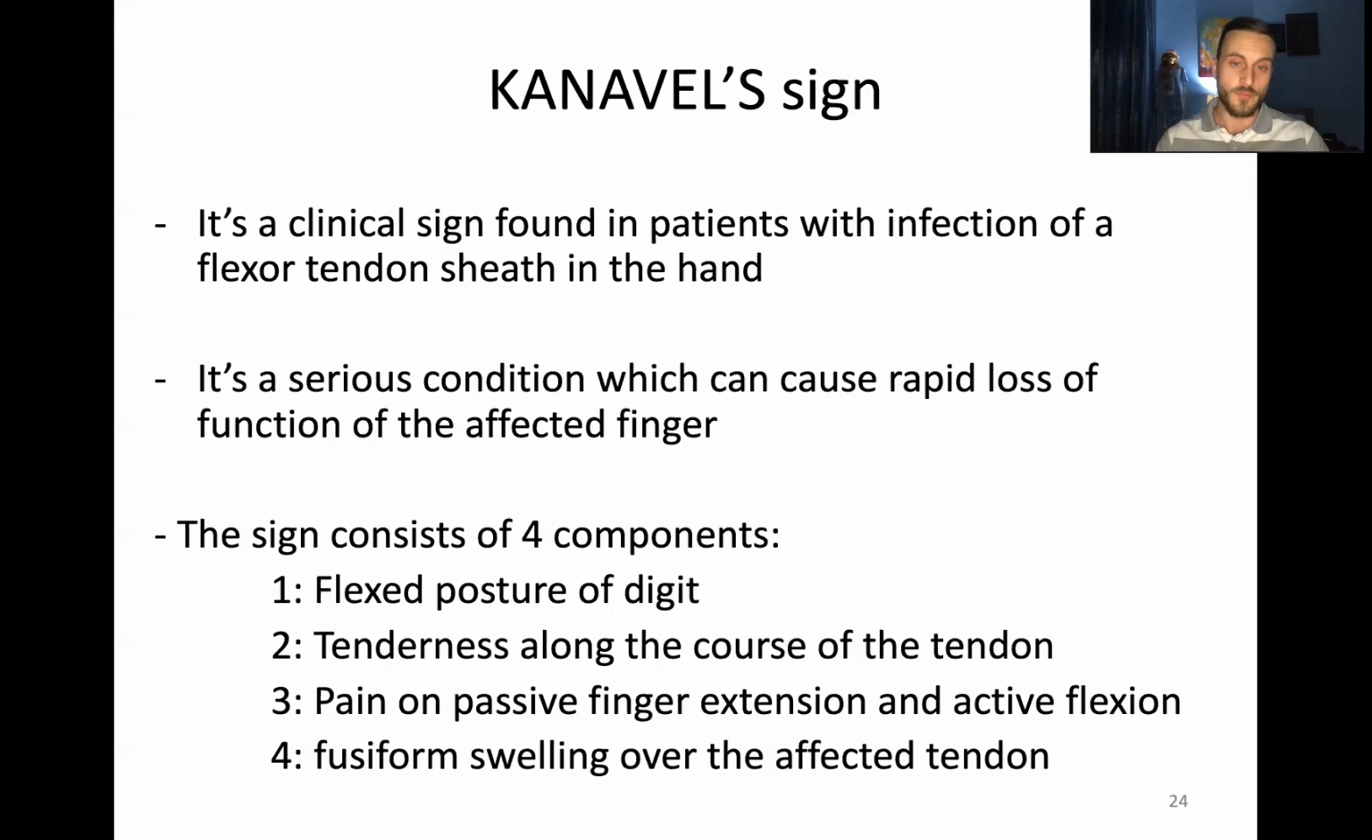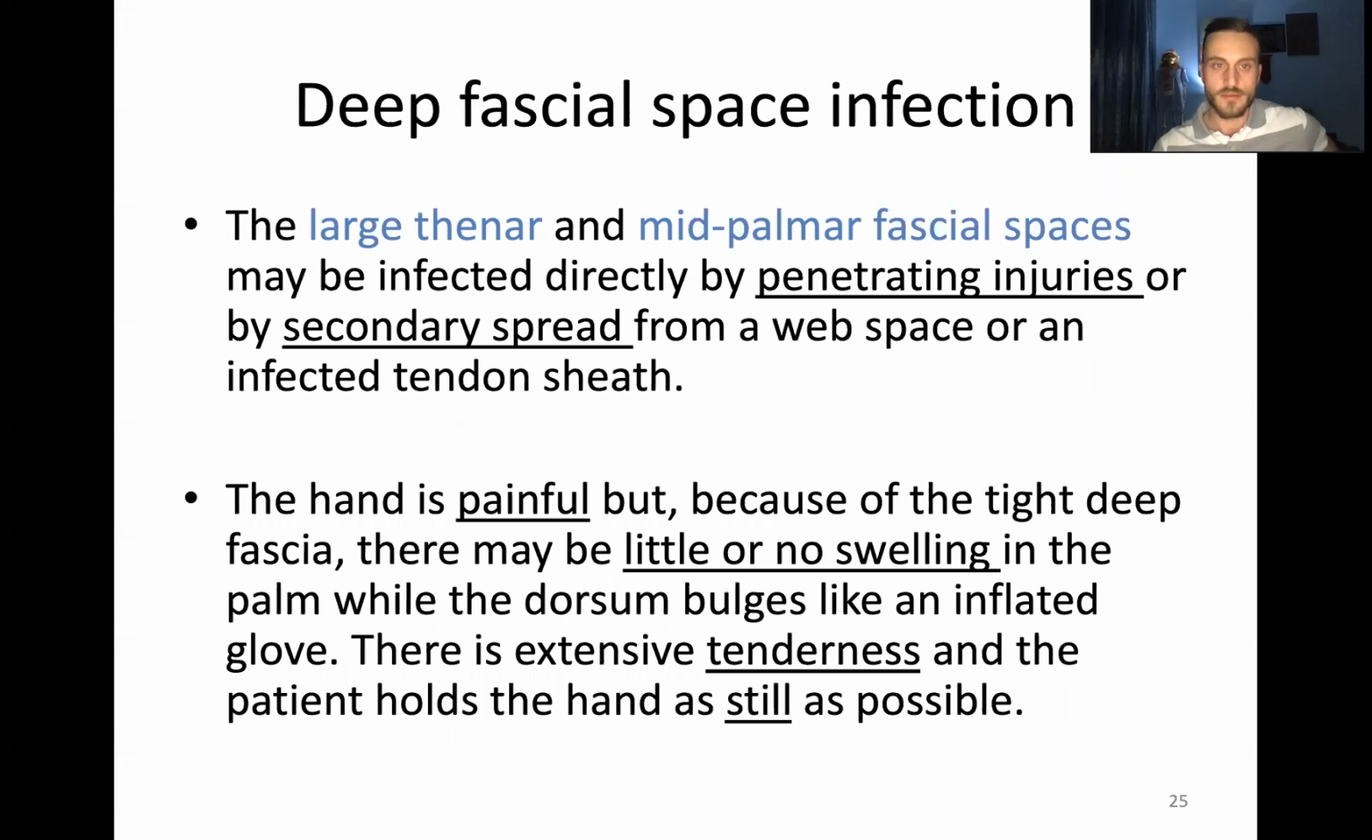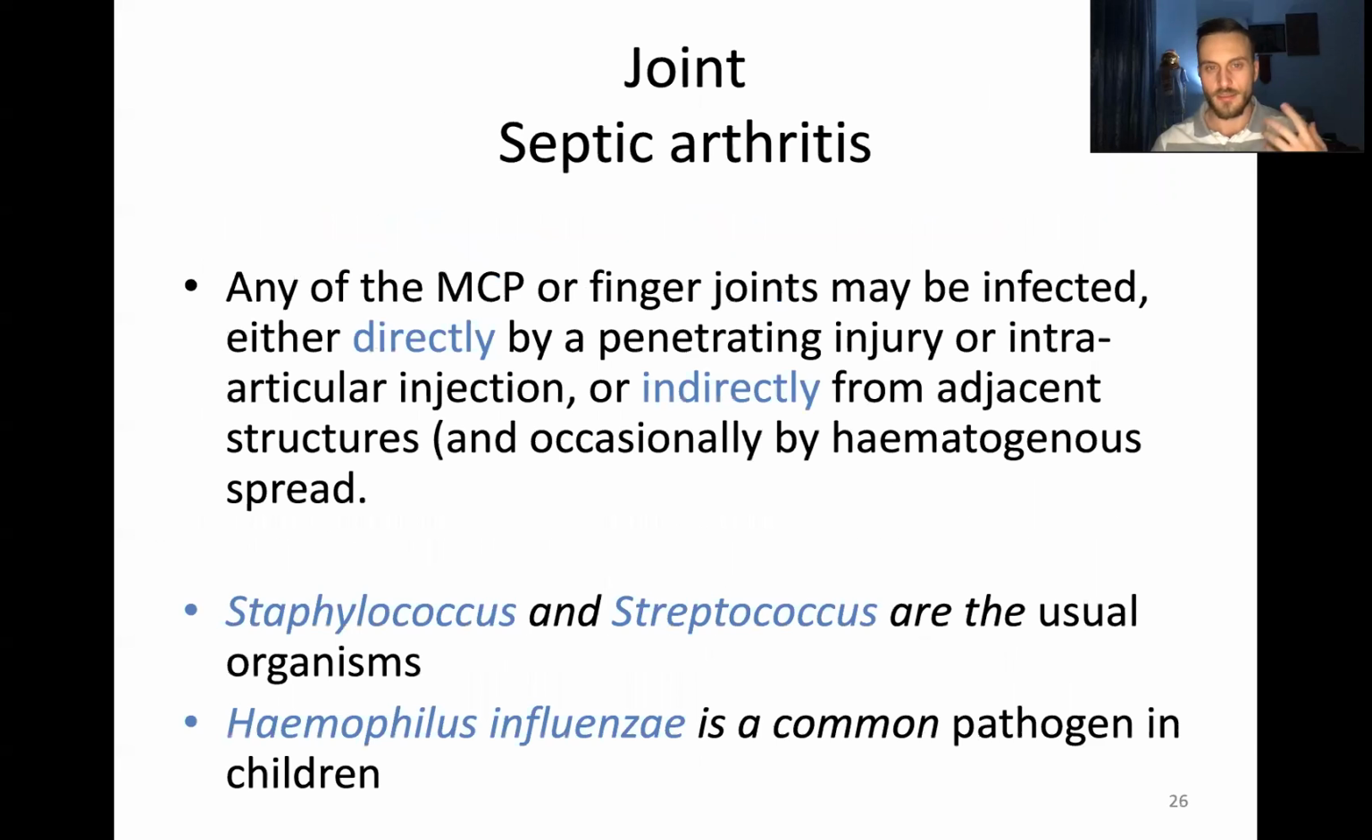Kanavel's sign is very important to diagnose, and it will give you a high index of suspicion that this patient might have tenosynovitis. The fascial space compartments are the thenar and the mid palmar space. So you can talk about the thenar and the mid palmar fascia. These two places, usually after penetrating injuries or secondary spread, might get infection. Closed compartments again, infection.